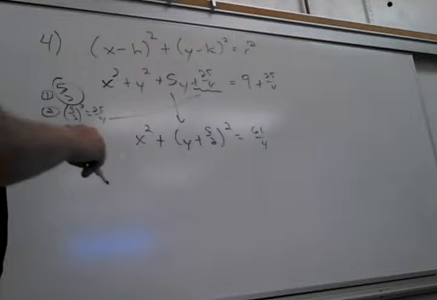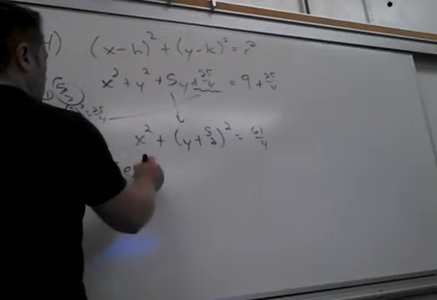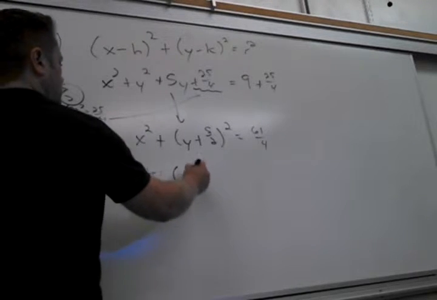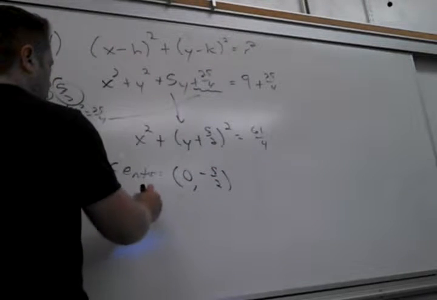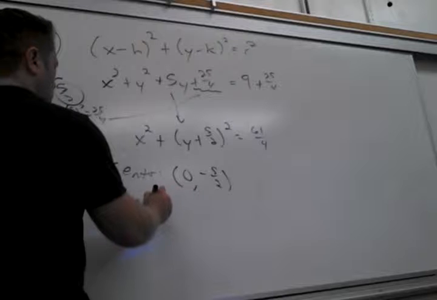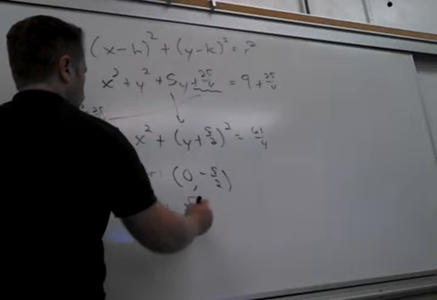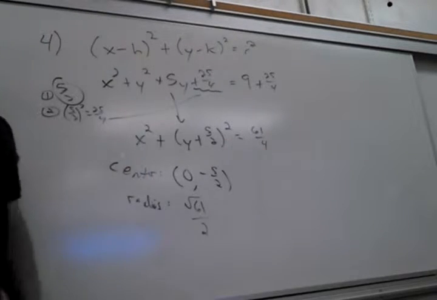My 88 class. So then what's the center? 0, negative 5 halves. And then what's the radius? Square root of 61 over 2. Good. Square root of 61 over 2, because square root of 4 is 2. Sweet.